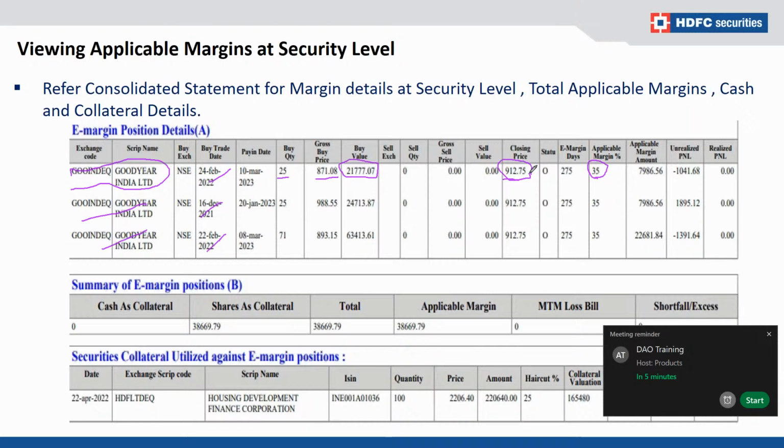In a nutshell, margins on a daily basis will change on a script level basis, on each and every script level basis. Hence, this gives a clear picture to the customer, to the investor, on the realized or unrealized profit and loss. So customers will be able to check their profit and loss report very clearly from their consolidated report statement. The last two columns will show the margin required and the profit realized or unrealized.